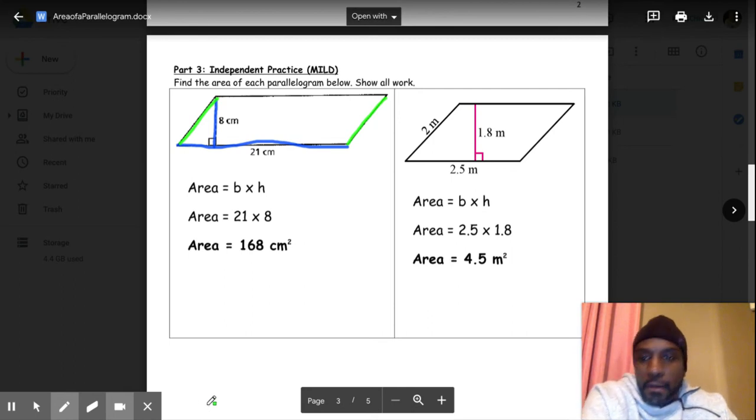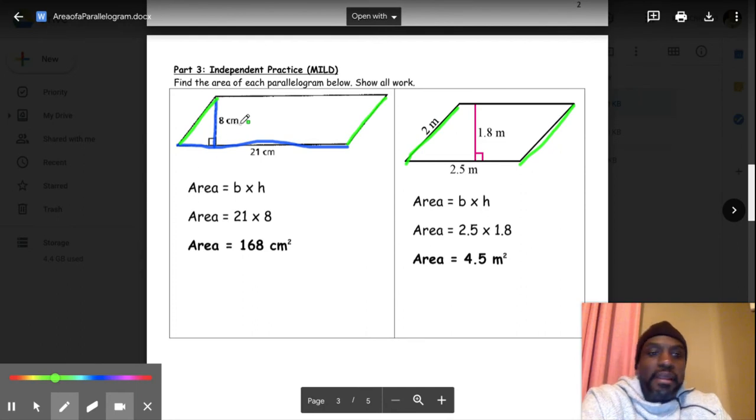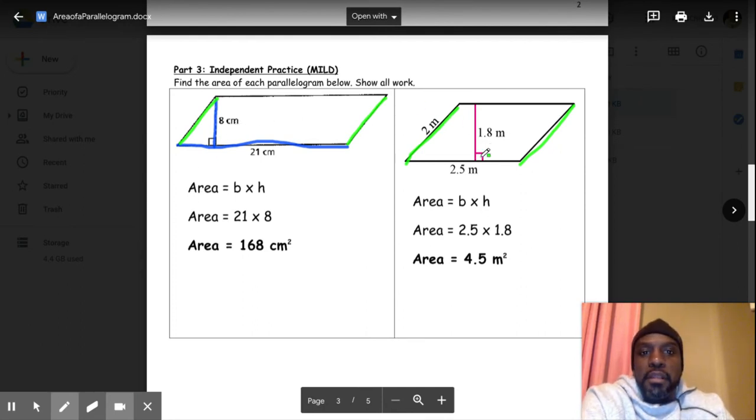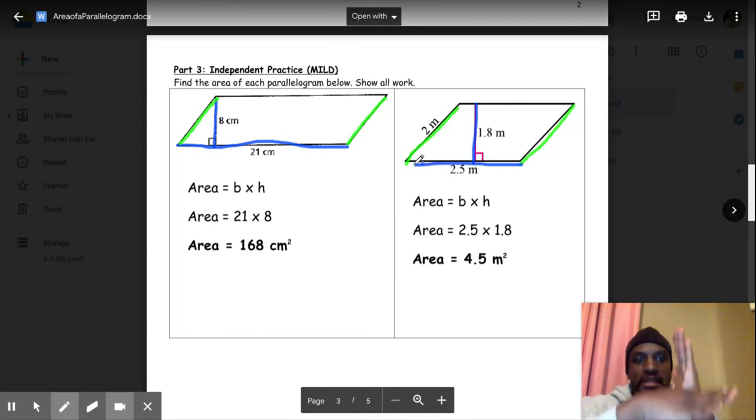Okay, now this one right here. I do have the slant height, but I'm not asking you to calculate the perimeter. I'm asking you to calculate still the area of the parallelogram. So here we go. I'm changing my color here. This is my height. That's straight up and down. This is my base. I have that perfect perpendicular that I'm looking for. The base is 2.5. The height is 1.8. I get 4.5 meters squared.